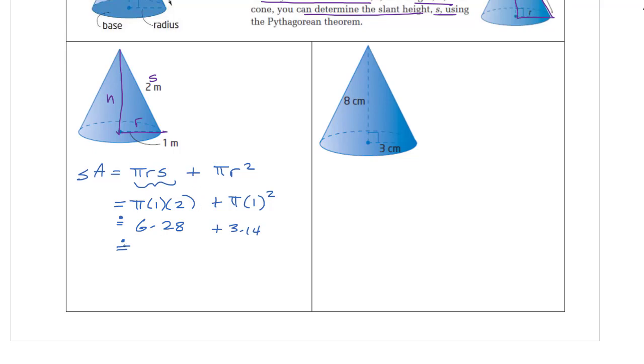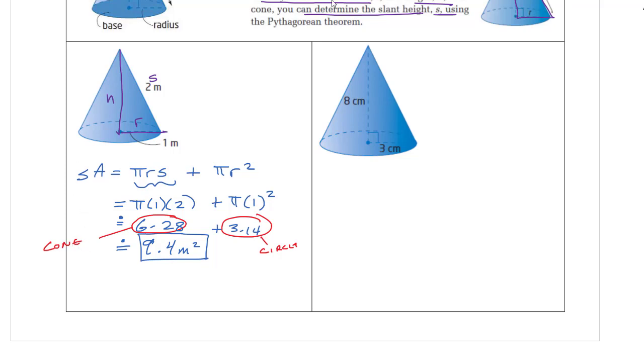All right, so let's add these together, and we get approximately 9.4 meters squared. Now again, if I only wanted the circle, that's the circle's area. If I only want the cone, that's the cone's area. And often you only want the cone, so just be aware.